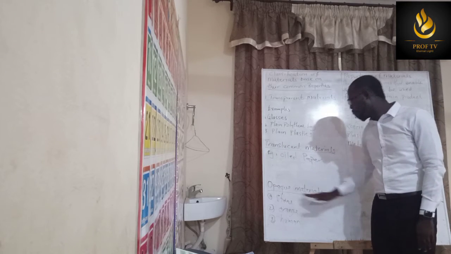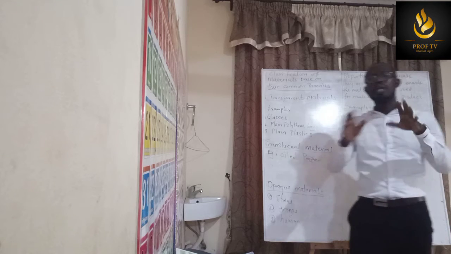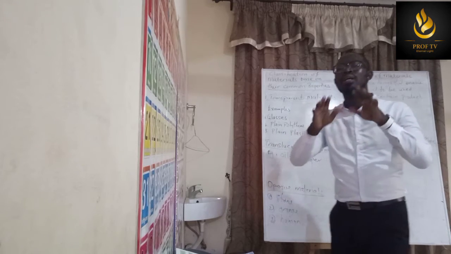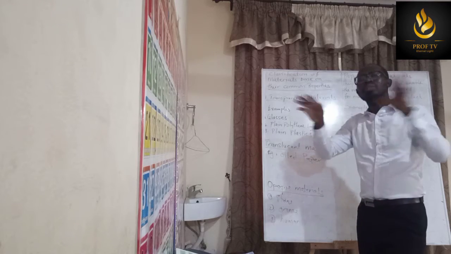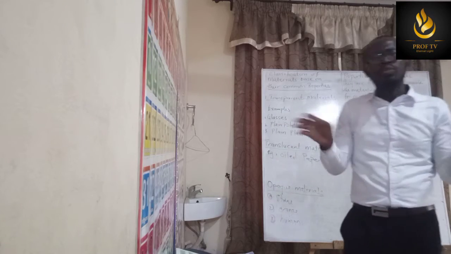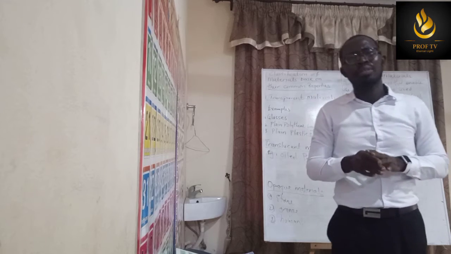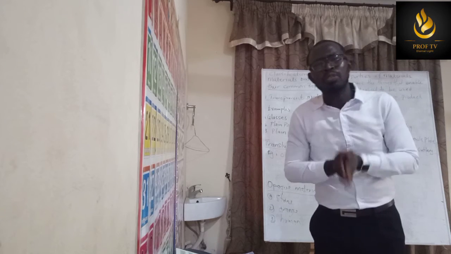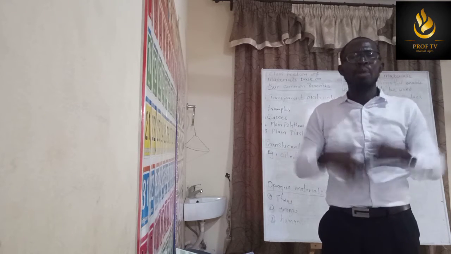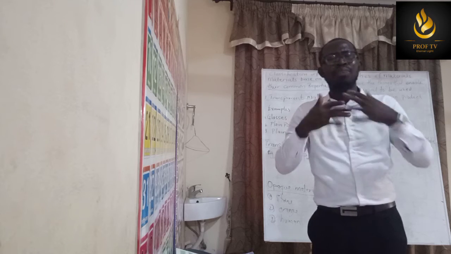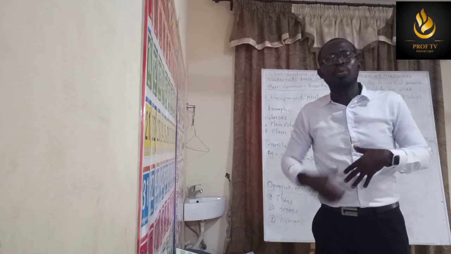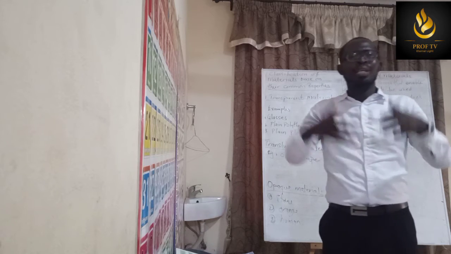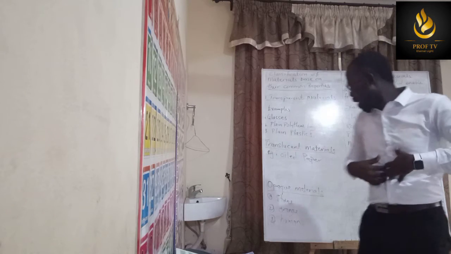Then we have opaque materials. Opaque materials are the exact opposite of this. They do not allow any amount of light to pass through them. No light is able to pass through opaque objects. The human body is an example. It's the first example. When you shine a torch against the human body, you see a shadow, which means that light cannot pass through us.